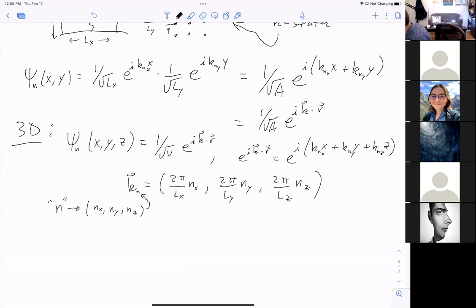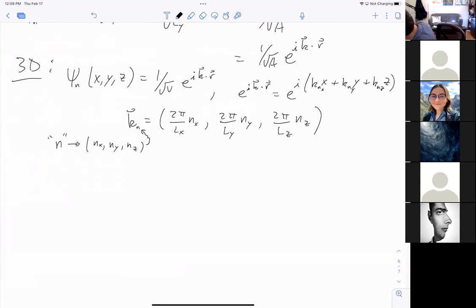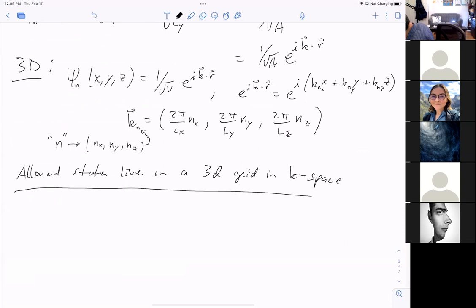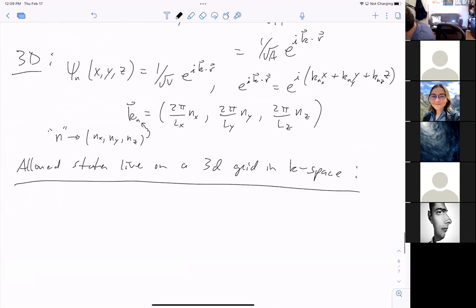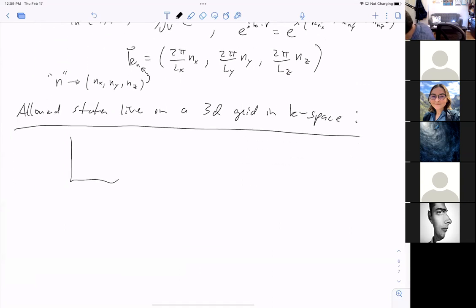And so then you can see that the allowed states live on a 3-dimensional grid in K-space. And we've already talked about this for phonons, so these concepts should be somewhat familiar. We can just draw it. I could call that Kx, Ky, Kz, and so there's a 3-dimensional grid.